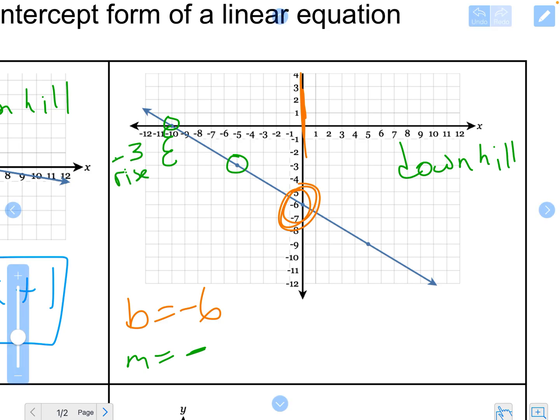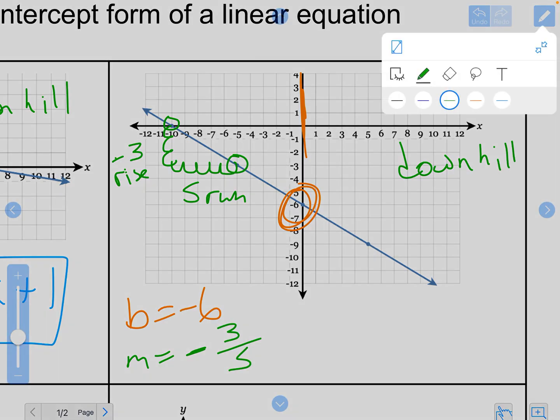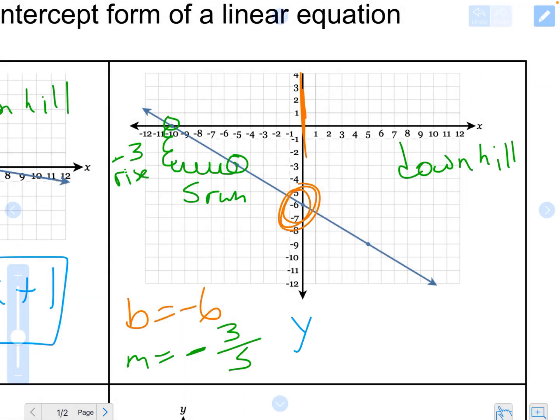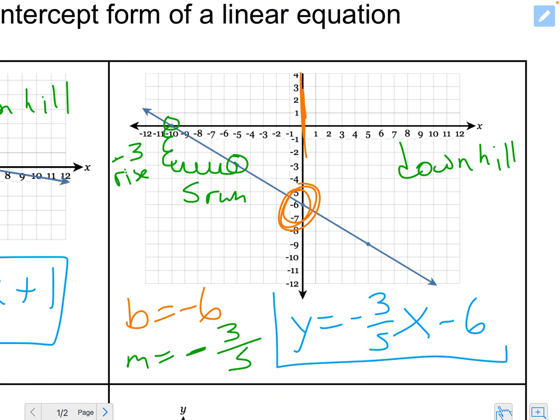We always write our slope as rise over run. 1, 2, 3, 4, 5 is my run. So it's -3/5. And now it's time to write our equation. It's going to be y equals, and I'm going to write my slope, which is my m, -3/5. My x goes right next to my slope. And then after I write my x, I write my y-intercept. So the equation of this line is y equals -3/5 x minus 6.